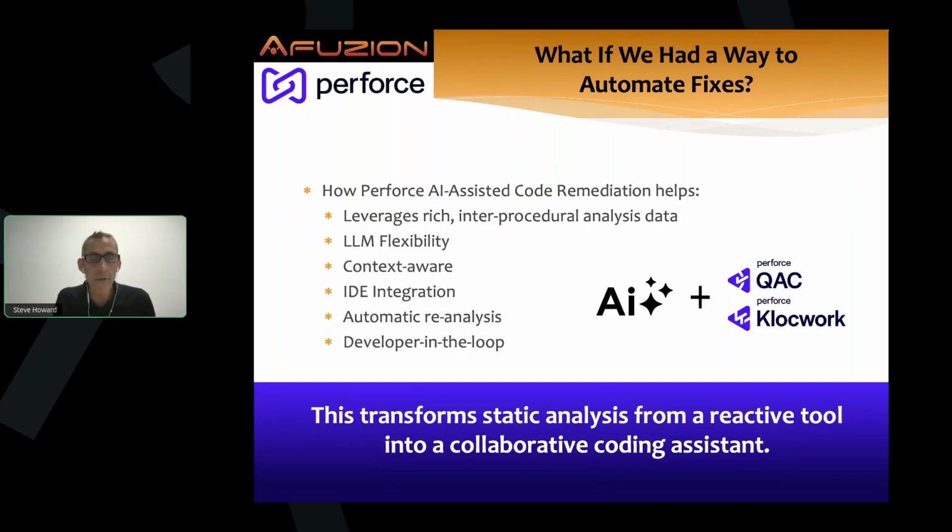So it really transforms the static analysis from just a reactive tool into a kind of collaborative coding assistant for the developer to use to make sure that everything they're doing is being checked for new potential issues and that they're aware of what's then coming out of it and can use the AI again to help them fix it.